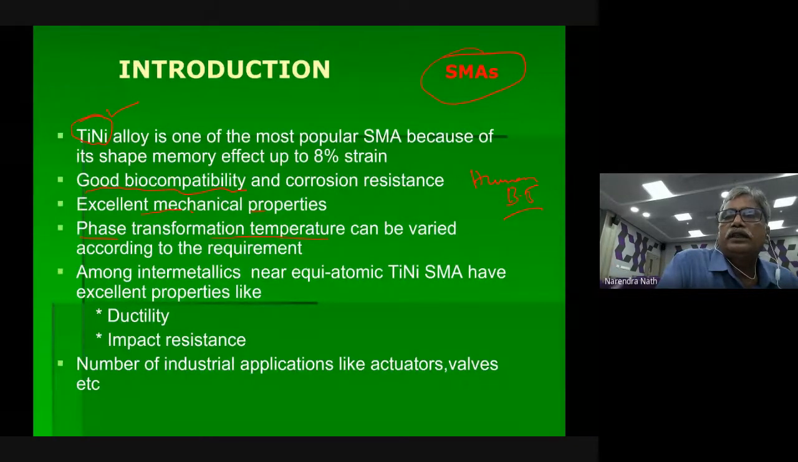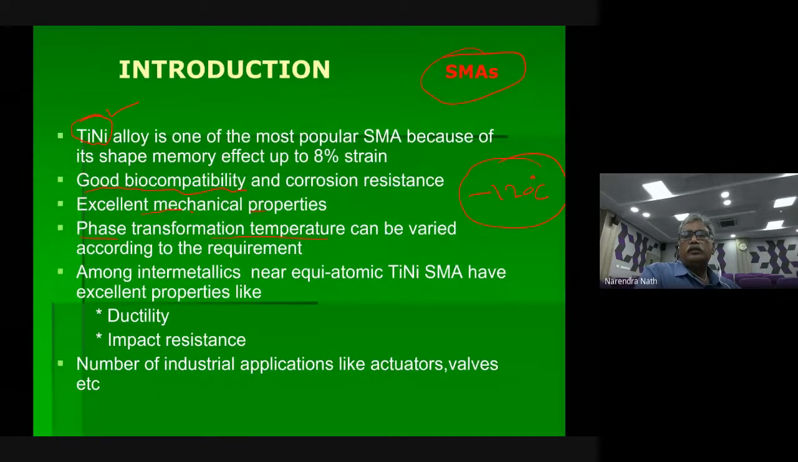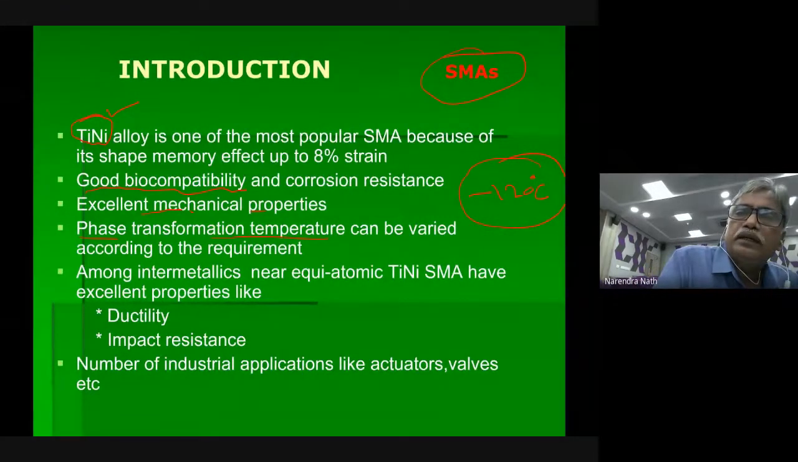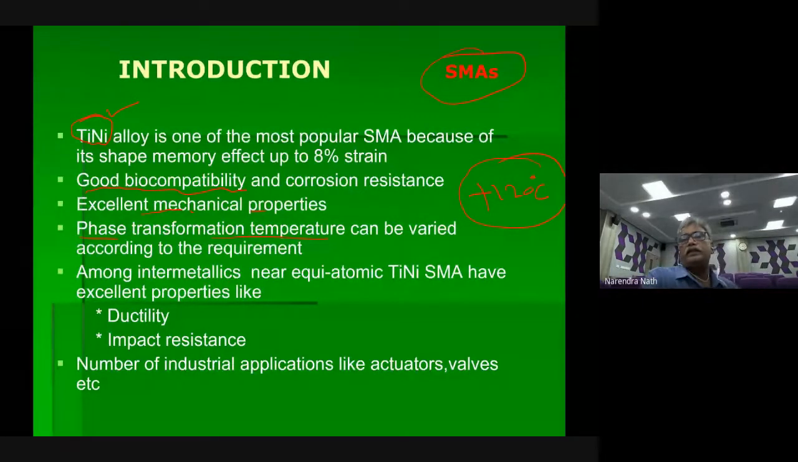Suppose I am going to use it in subambient, where I want to use this at minus 120 degrees centigrade. If that is the case, I can tailor this material, where the transformation is taking place within these temperatures. Okay. Suppose I want to use this at a higher temperature, say plus 120 degrees centigrade, or even more. Yeah, I can use it. Only thing is, I have to think of whether I can use a binary alloy.